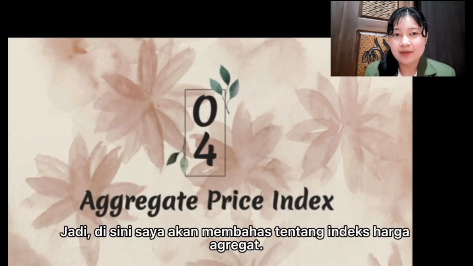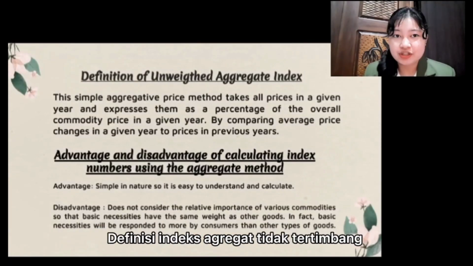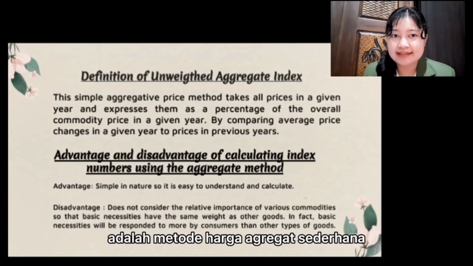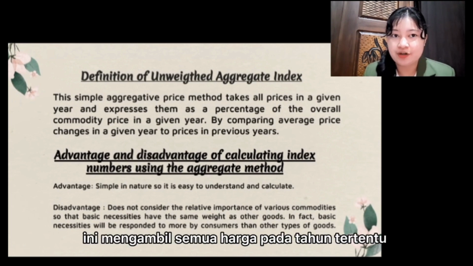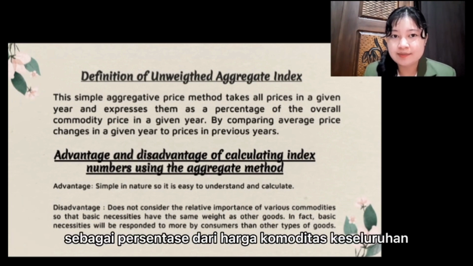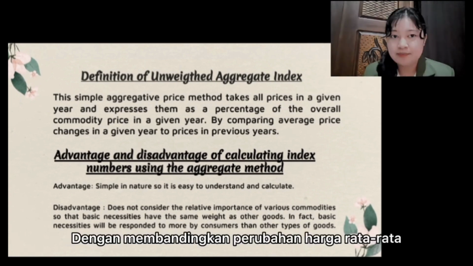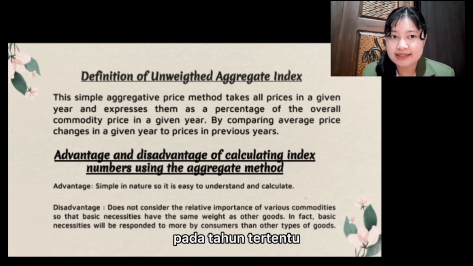So here I'm going to talk about the aggregate price index. The definition of the unweighted aggregate index: the simple aggregative price method takes all prices in a given year and expresses them as a percentage of the overall commodity price in a given year by comparing average price changes in a given year to prices in previous years.